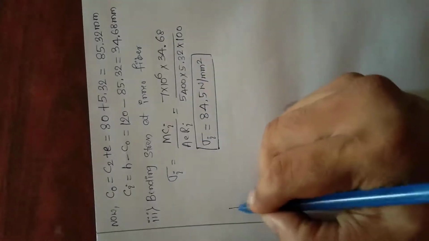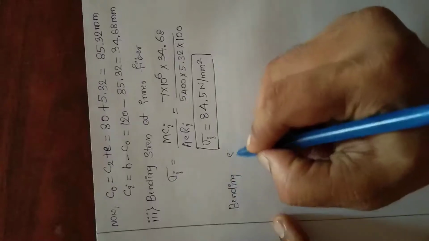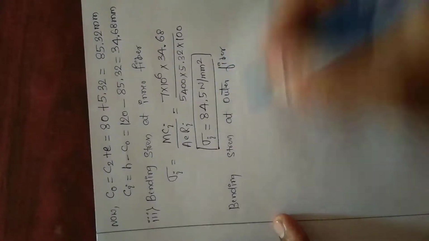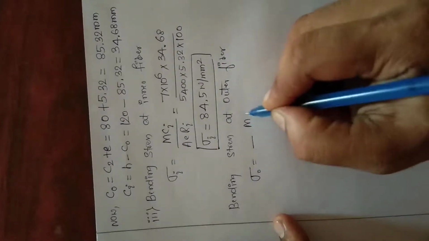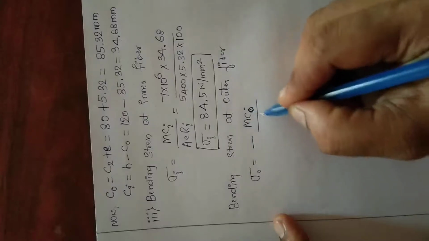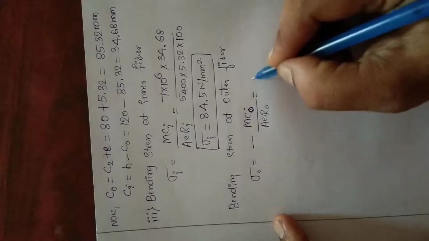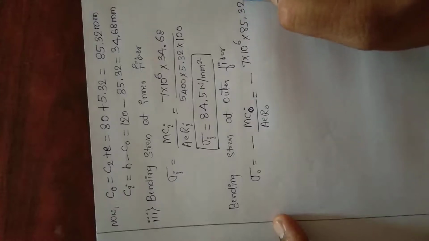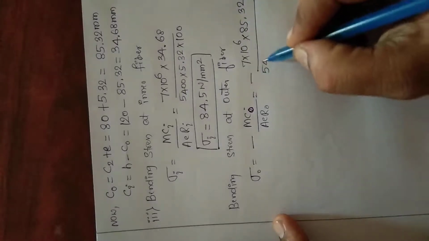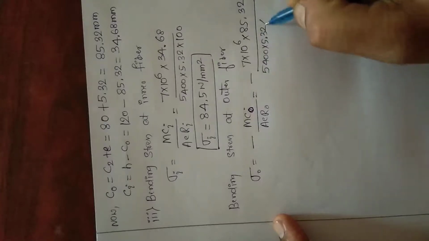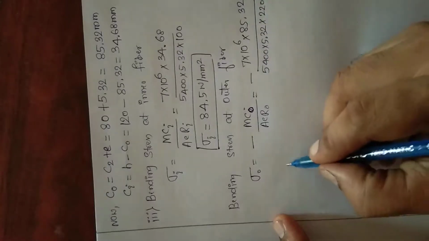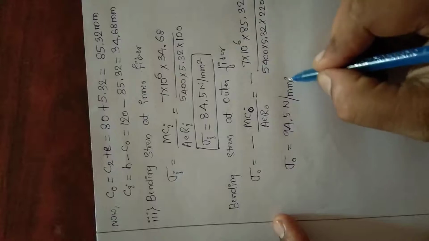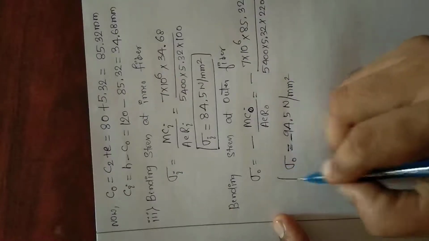Okay, same thing. So bending stresses at the outer fiber, sigma naught is equal to, this is a negative value, so this is a compression. So this is C naught by A e R naught. So this is minus 7 into 10 raised to 6 into 85.32 whole divided by 5400 into 5.32 into 220. So this gives me sigma naught is equal to 94.5 Newton per mm square. Sorry, it is not a positive value, it is a negative value.